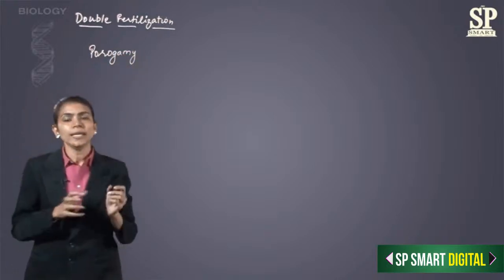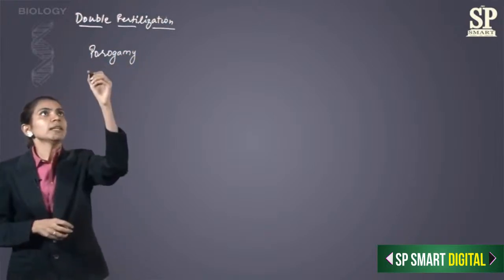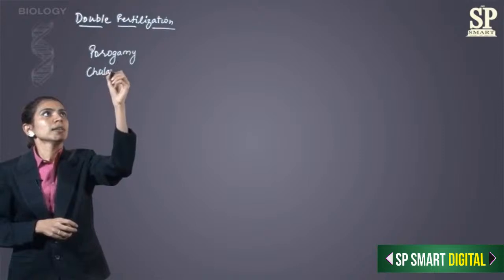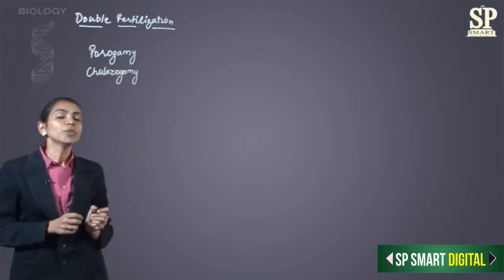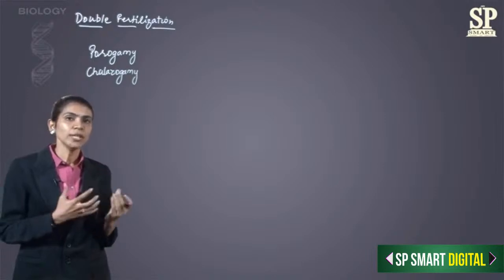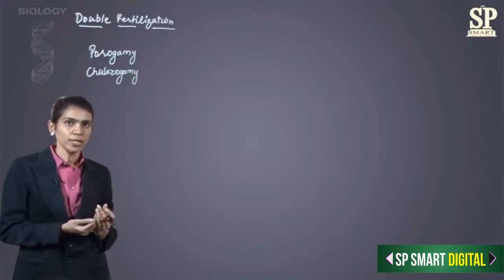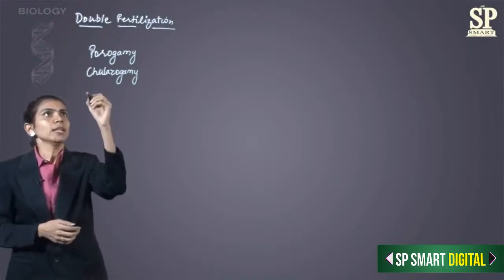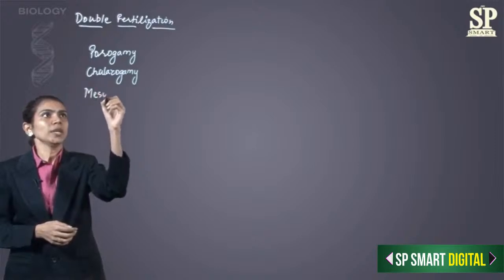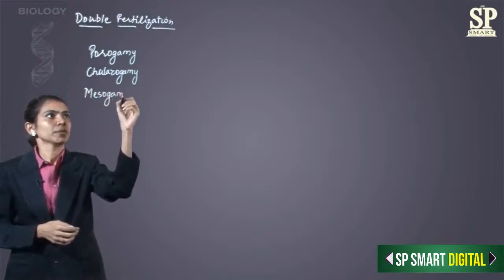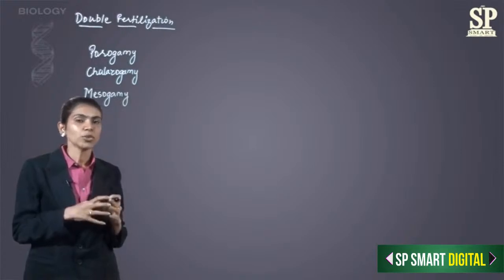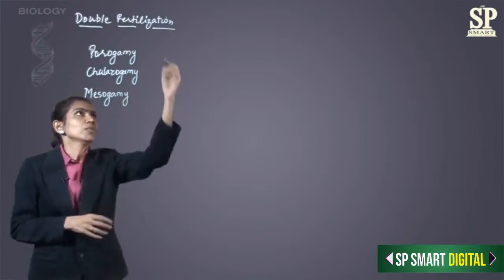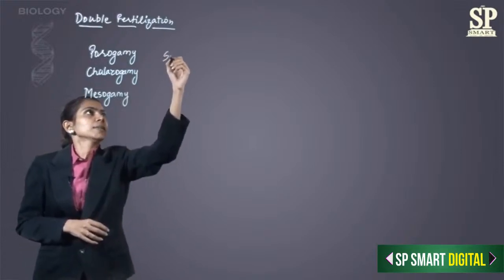If the pollen tube enters through the chalazal end, it is called chalazogamy. And if the pollen tube enters through the integument, through the sides of the integument or any other point, it is called mesogamy. Now this type of fertilization, which involves the passage of the pollen tube through the style, is called syngamy.